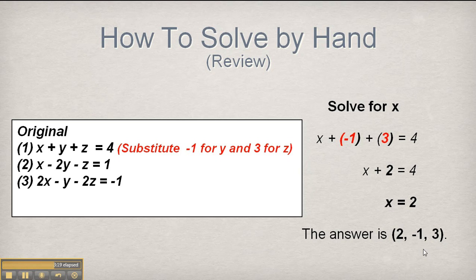So that completes the first part of the video. We have just reviewed how to solve by hand. Now go to part 2 to see how to do it with the graphing calculator.